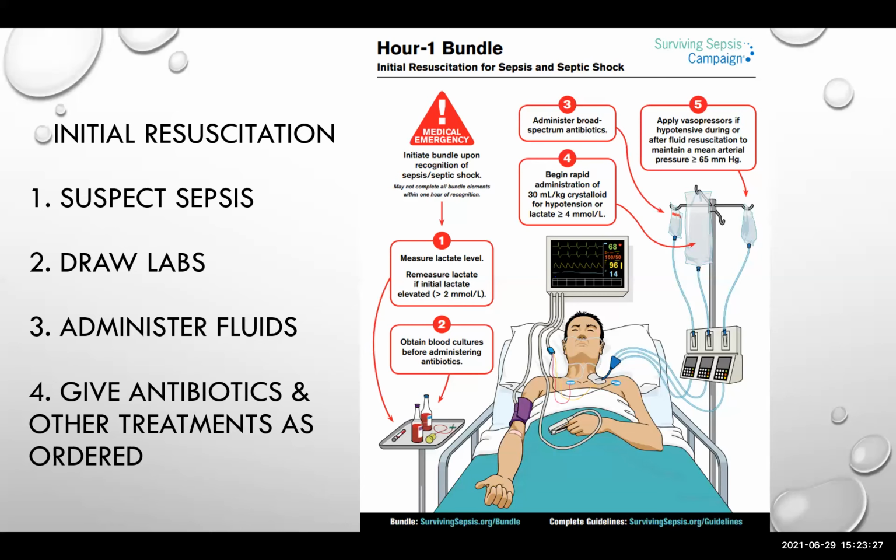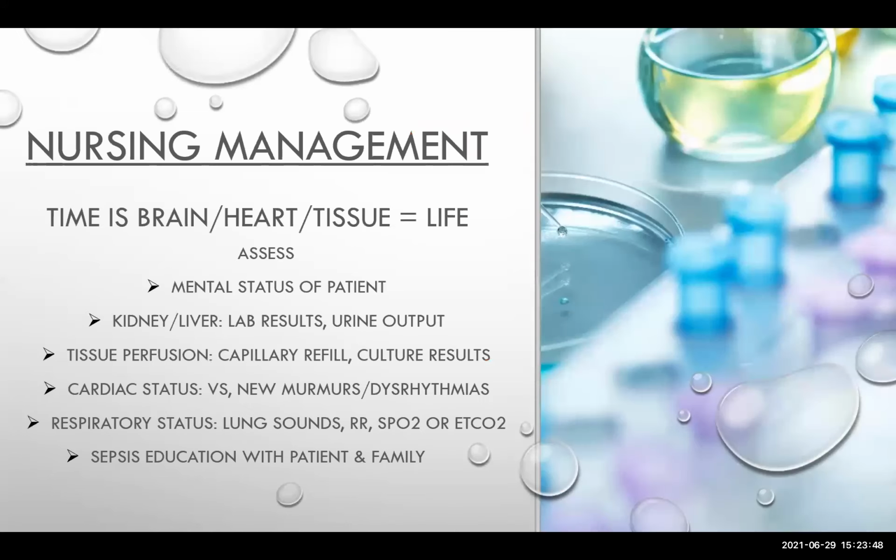Now, if you have hypotension that is refractory to any of the fluid boluses, your patient will typically be transferred to an area that can use vasopressors during or after that fluid resuscitation, and your goal mean arterial pressure is going to be greater than or equal to 65 millimeters of mercury.